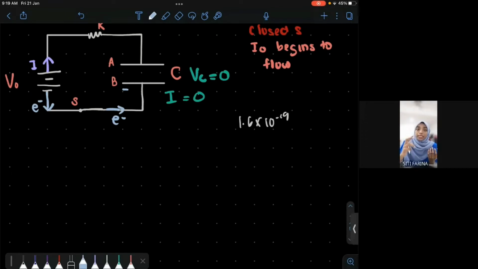So what will happen is, at plate A which was neutral earlier, with the same amount of electron and proton, after it experiences the negative charge near plate B, the electron will be pushed out. So there will be an electron from plate A that leaves. So when the electron leaves plate A, initially they were neutral.